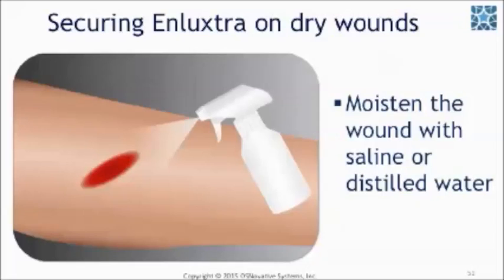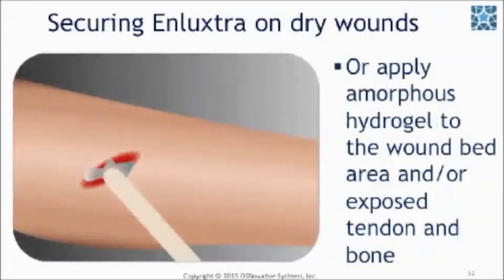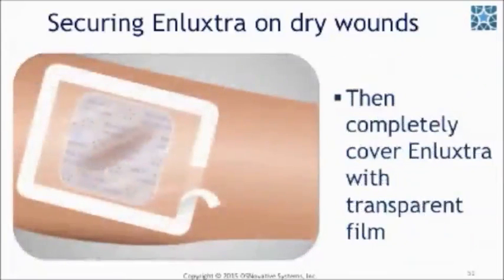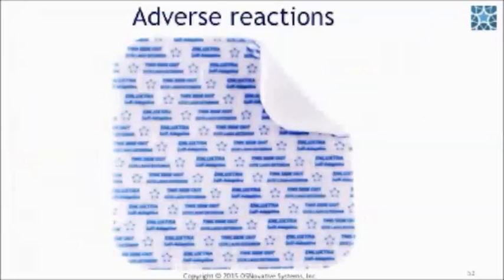No need to pat dry. Or you may apply amorphous hydrogel to the wound bed area or exposed tendon and bone. Then, completely cover Enluxtra with transparent film, making sure the film extends beyond the dressing edges for at least 1 inch. Although it is very rare, a few patients have reported irritation occurring while wearing Enluxtra.